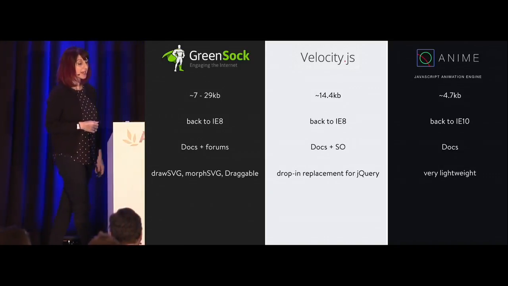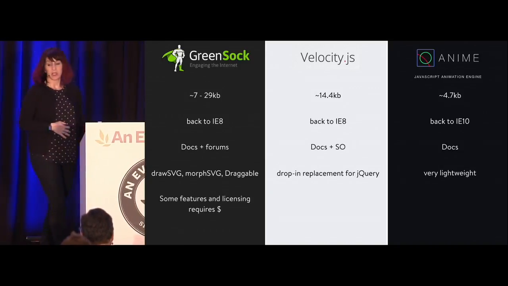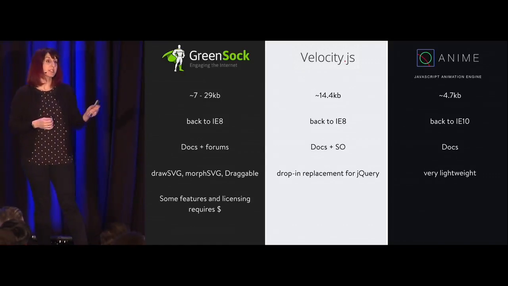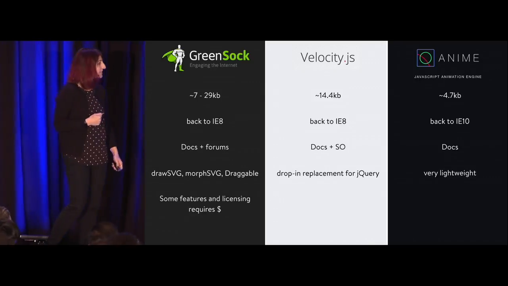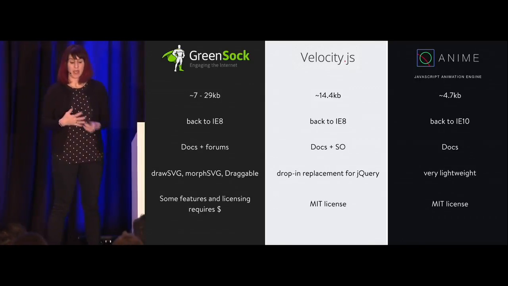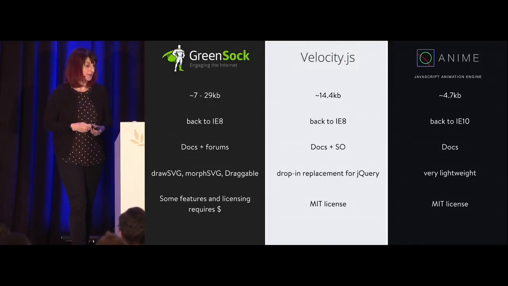One last thing I might want to look at is their licensing, which GreenSock has some features that cost money, and they have a very specific commercial license for if you're selling products that have it in it. Both Velocity and Anime use the MIT license, so different licensing and the way you can use them and what you might have to pay for it.